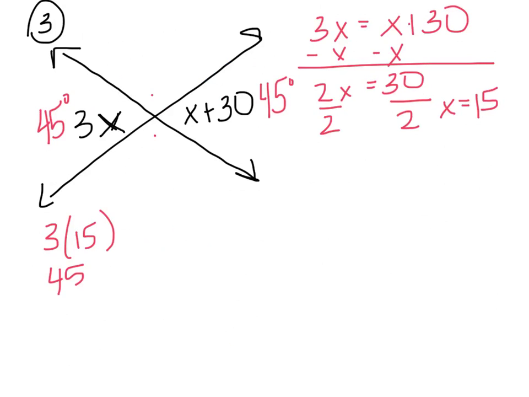Now to find these two, we're going to look that this is a straight line. So 180 minus 45 is 135 degrees. And now we have filled in all of our angles.